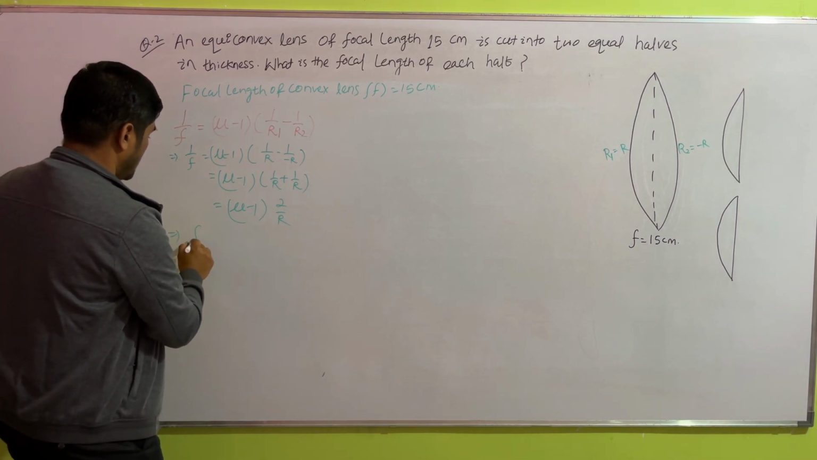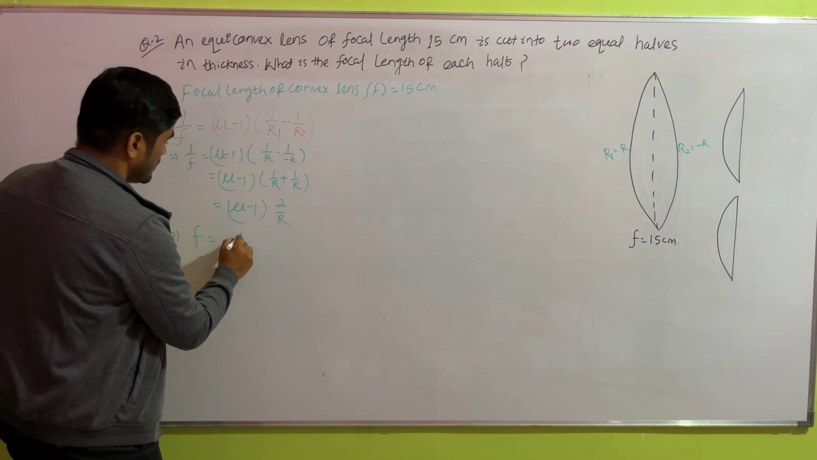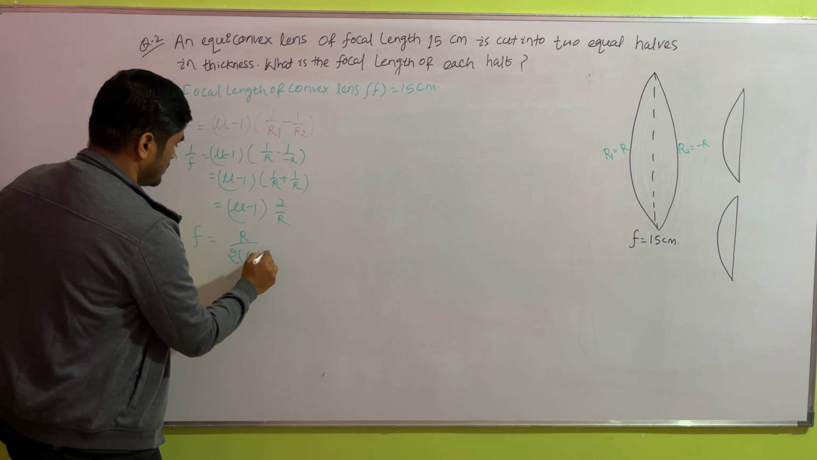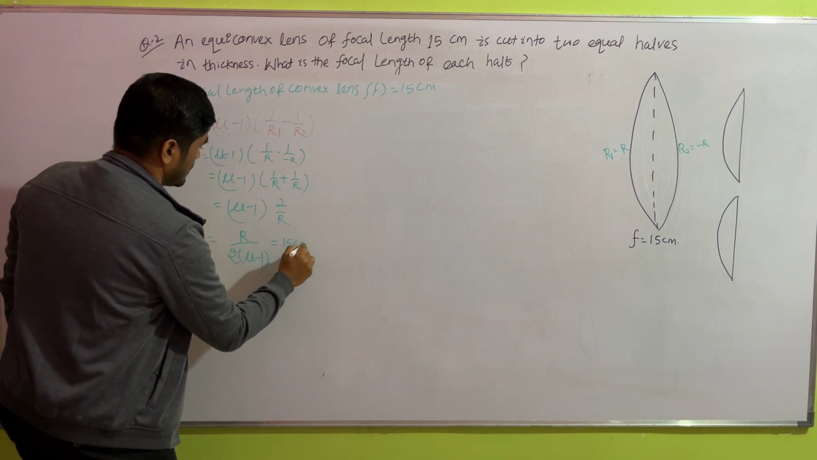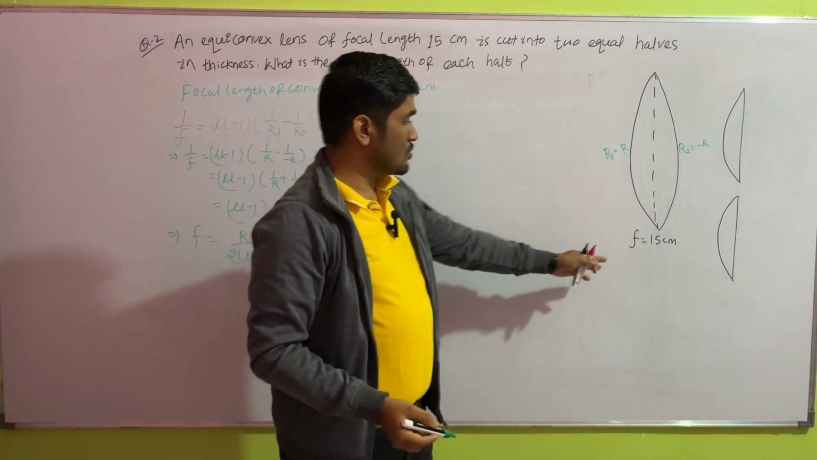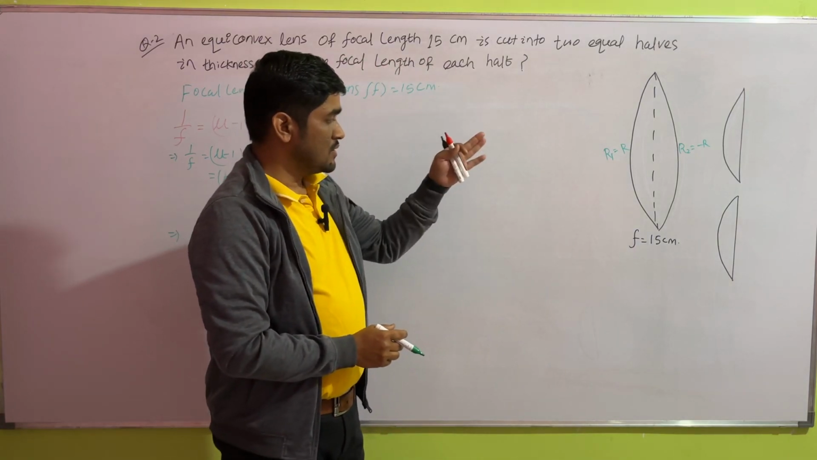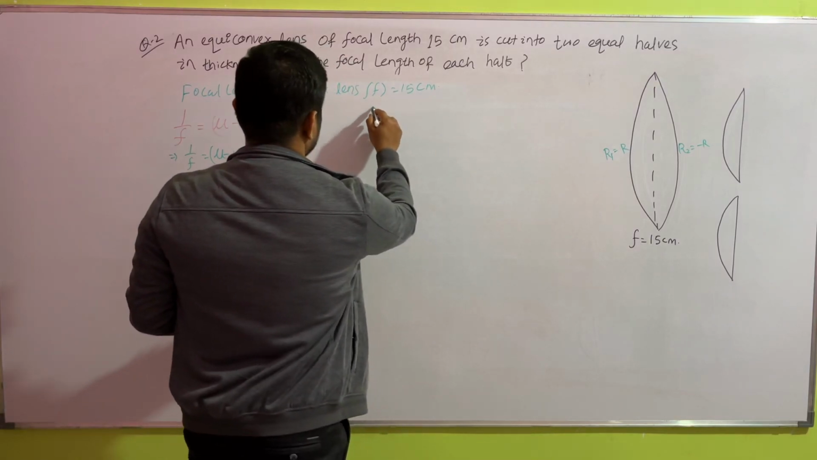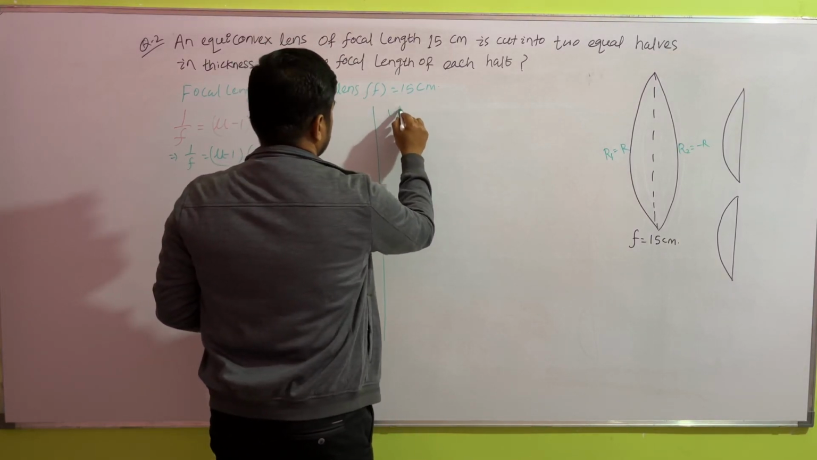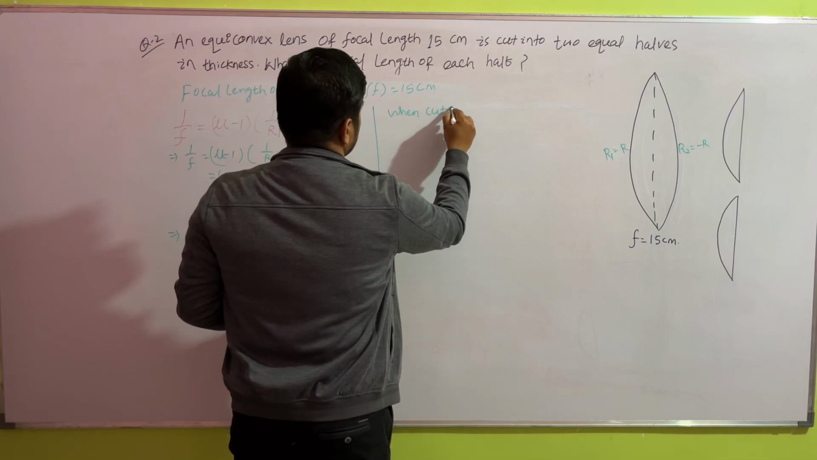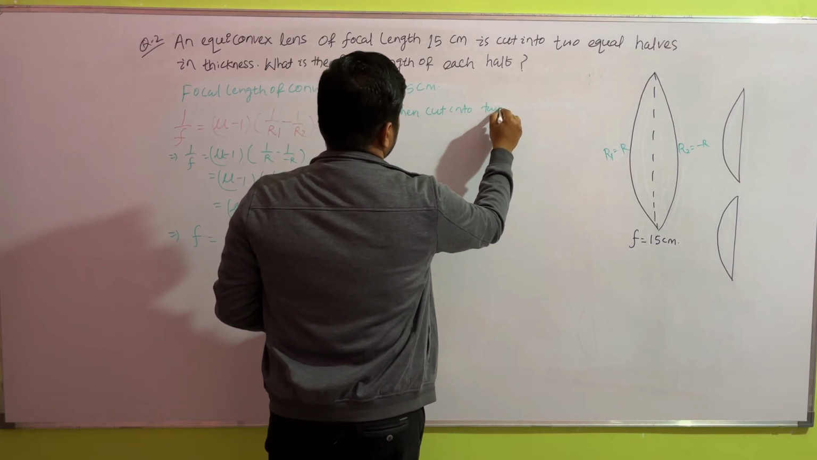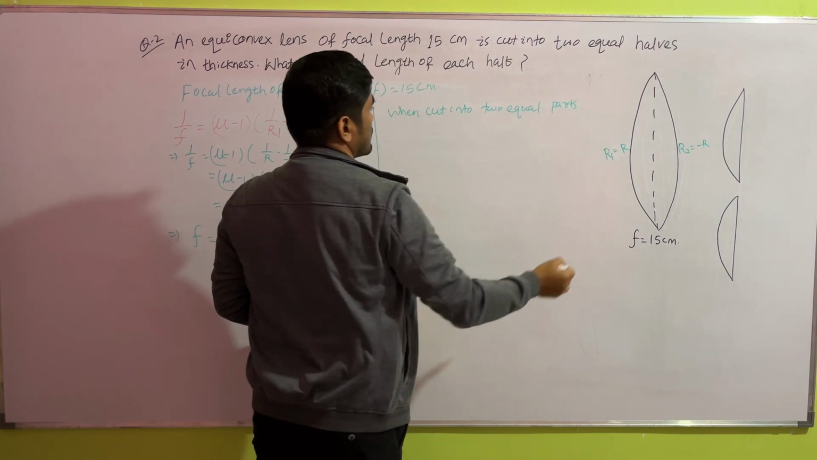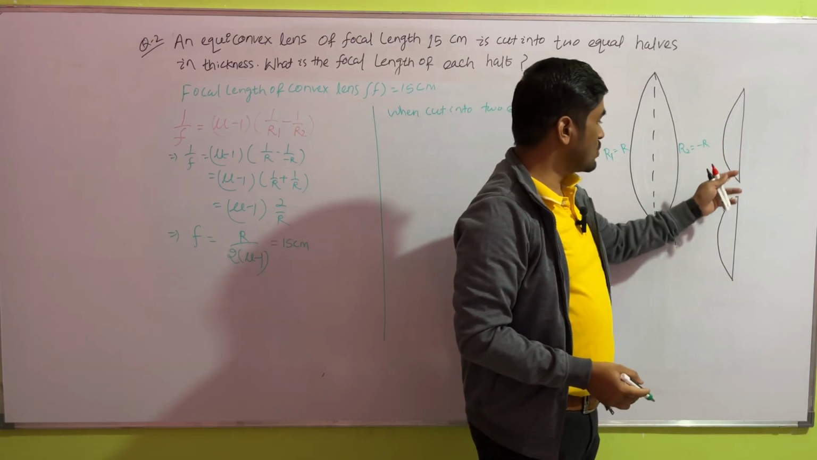That implies f will be equal to r divided by 2 into mu minus 1, which is given as 15 cm in the question. Then this lens is cut into two equal parts. When cut into two equal parts, these are the two equal parts.